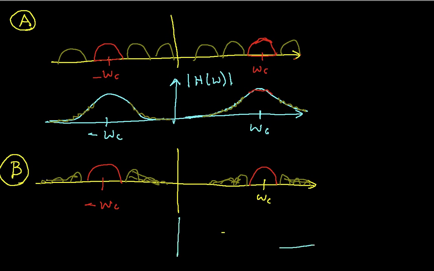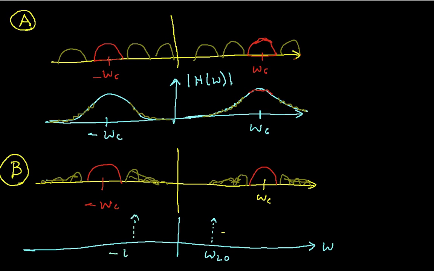I'm multiplying by a cosine in the time domain, which means I'm convolving by the transform of the cosine in the frequency domain. And the transform of a cosine in the frequency domain is just a delta function, in this case at omega LO, and another delta function at minus omega LO.